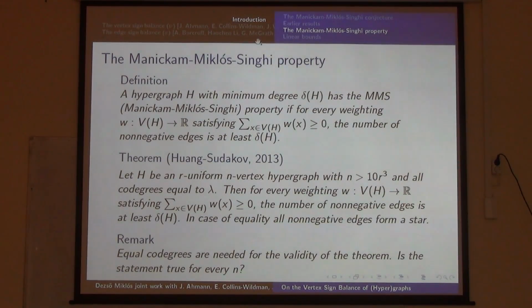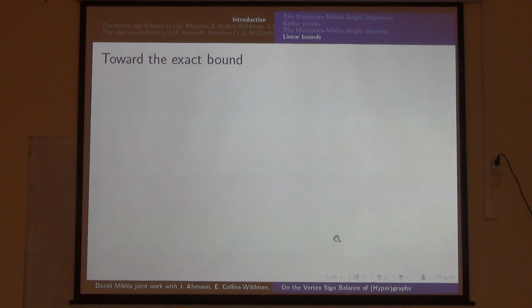Well, the question was whether equal codegree can be omitted. I mean, equal codegree was definitely an important part of the proof, but the question is whether the statement is true for every hypergraph, which of course includes the Manickam-Miklós-Singhi question.